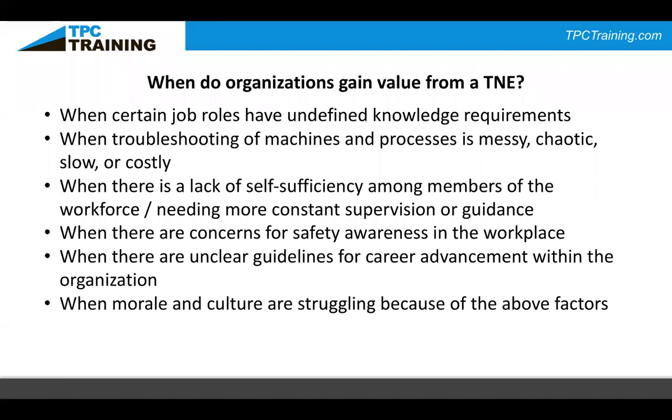And then kind of wrapping all these up into the idea of morale and culture. So if people in the facility or the organization are really just struggling, finding purpose in their jobs, or feeling like they don't have a way to advance or grow within their organization, that can really be a telltale sign of needing a stronger education and training and workforce development program in your facility.